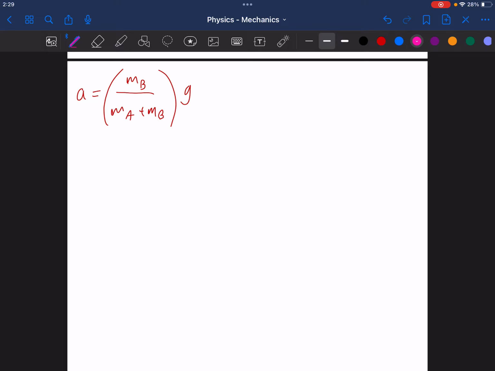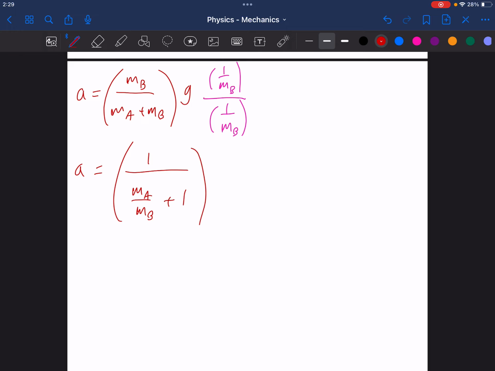So to do that, I'm just going to multiply and divide. I'm going to multiply the numerator by 1 over the mass of B, and I'm going to multiply the denominator by 1 over the mass of B. All right, so effectively I'm multiplying my equation by 1. And when I do that, I get my acceleration is equal to 1 over the mass of A over the mass of B plus 1, all times g. So what was the benefit of doing that? Well, now I can look at this equation and think about my extremes.